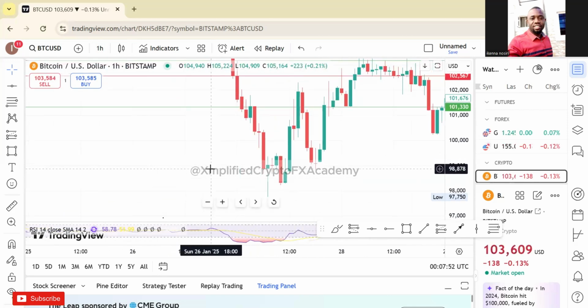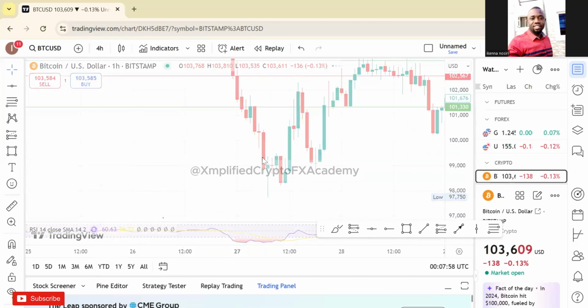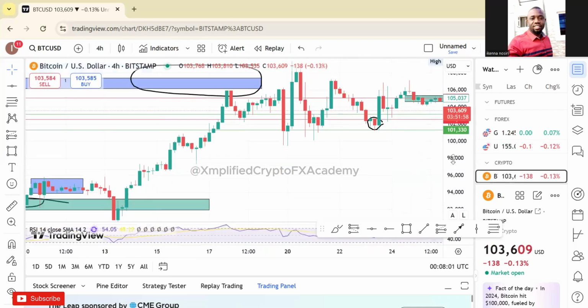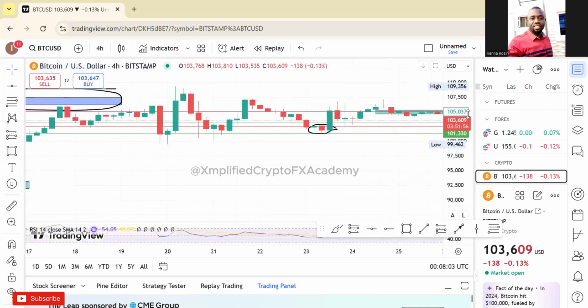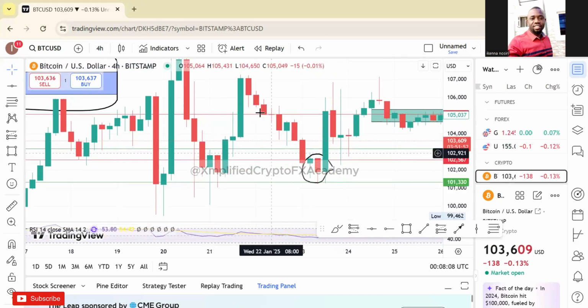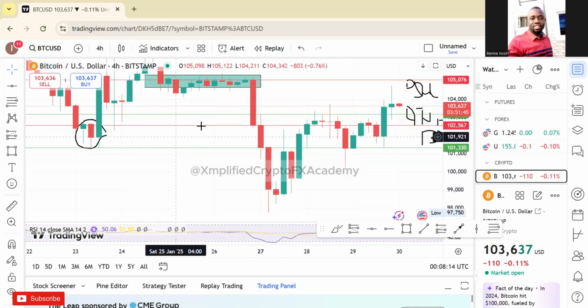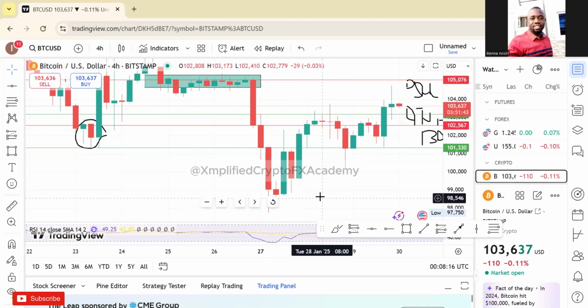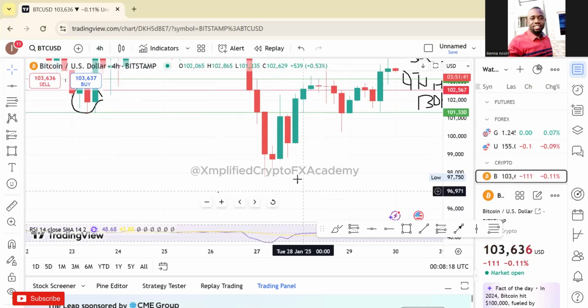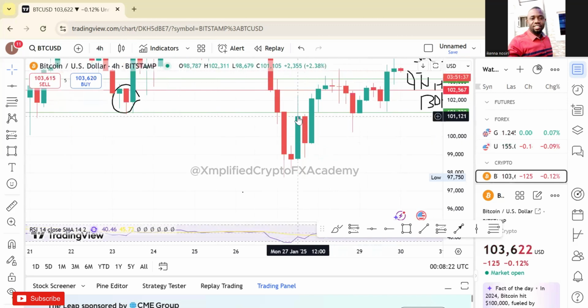All right, let me use 4 hours to keep explaining. So back to using the 4 hour time frame. Look at it here. This is what I'm using here, this one. This is a bullish engulfing candle, right?